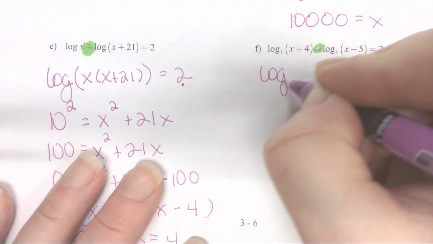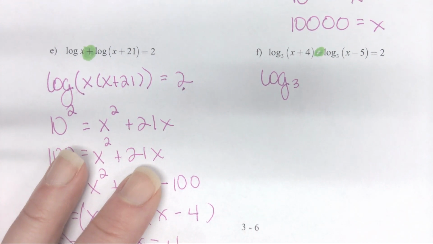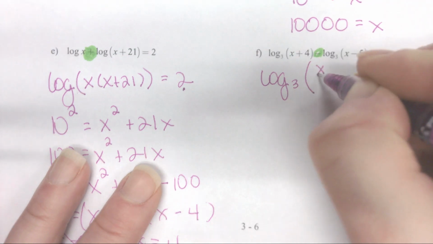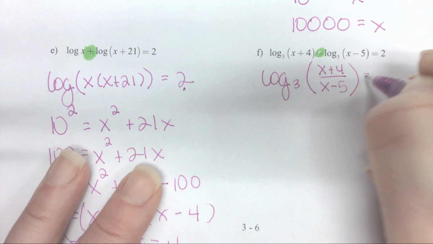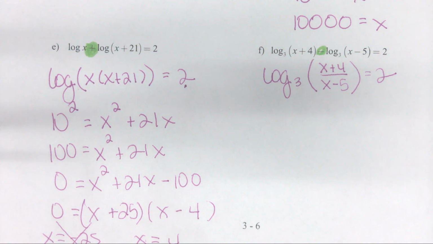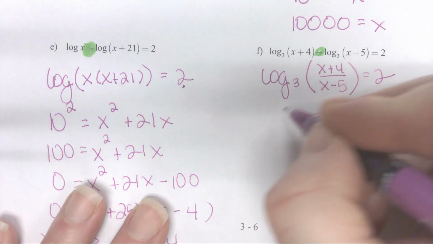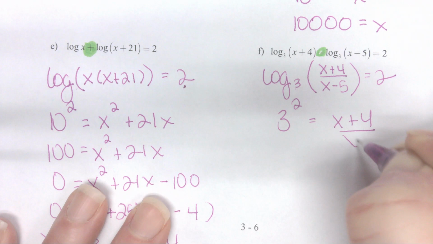I am going to rewrite this as one logarithm. But in this case, I'm not going to use multiplication. I'm going to use division. So I'm going to have log base 3 of x plus 4 divided by x minus 5. Okay. Who knows what to do now? Yes, put it into exponential form. What's the base of this log? 3 to the other side squared equals x plus 4 over x minus 5.